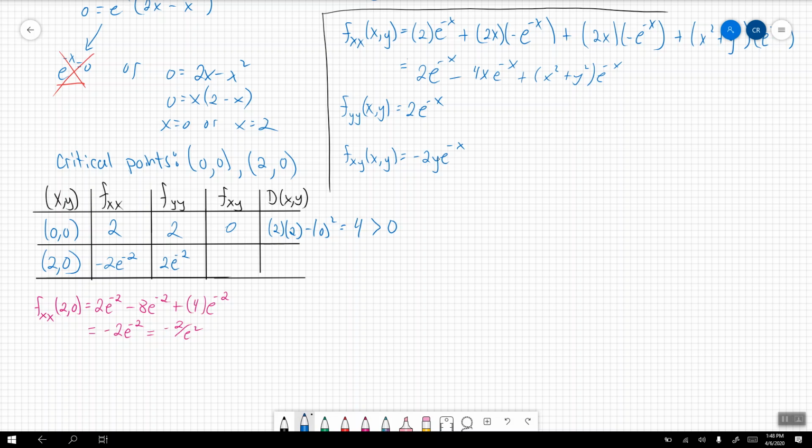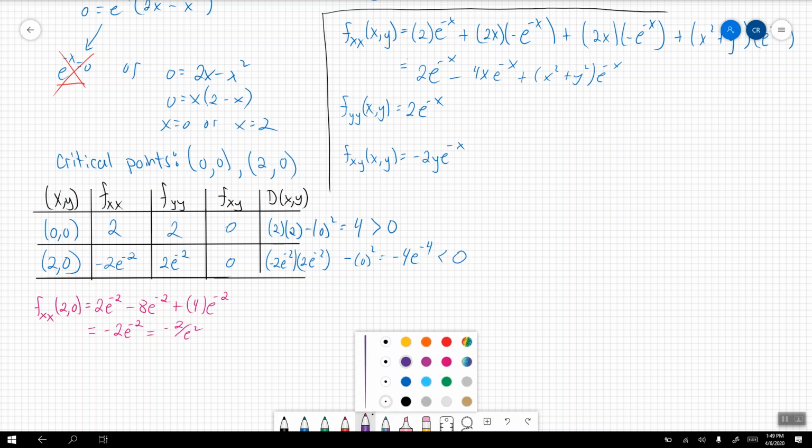Working with the last one, y is 0, which means that's going to be 0. So now we multiply negative 2e to the negative 2, and then 2e to the negative 2 minus 0 squared. This is now going to get me negative 4e to the negative 4. e to the negative 4, that value is always going to be positive, which means negative 4 is the one that makes us less than 0. Which means by our determinants, what we have here is a saddle.